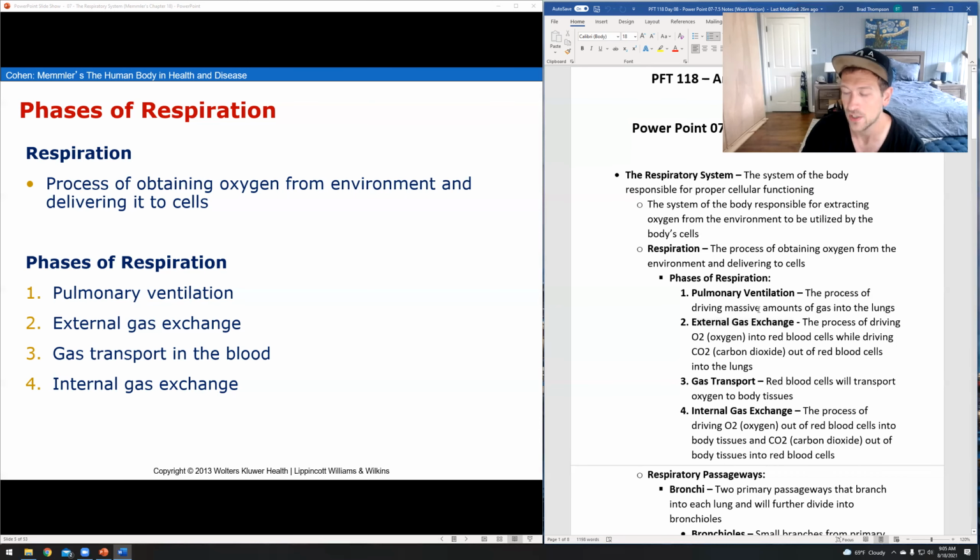So pulmonary ventilation is going to drive massive amounts of gas into your lungs. External gas exchange is going to drive oxygen into your red blood cells. They are going to literally pass through the wall from external to internal. Meanwhile, carbon dioxide, which is our byproduct of using oxygen, is going to pass outside of our cells. So now from our bloodstream, CO2 is going to pass in the other direction into the outside atmosphere externally, right? And again, that's why this is external gas exchange.